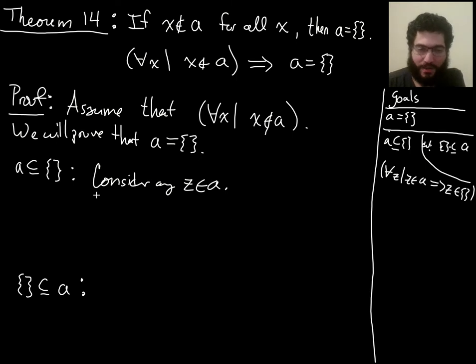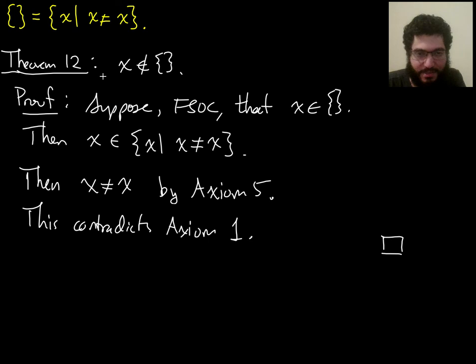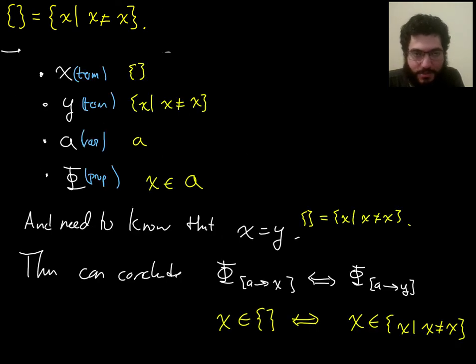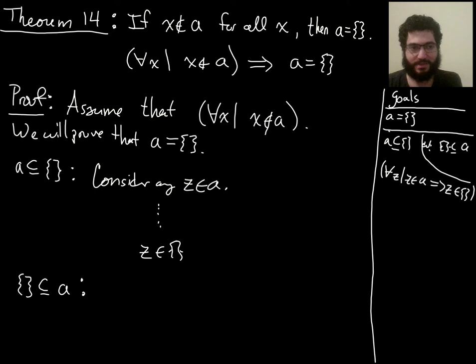Okay, well, how can I conclude anything like Z is in the empty set? That should feel wrong, right? I mean, we just proved that nothing is in the empty set, right? That was Theorem 12. So how am I going to make an argument from Z in A to reach Z is in the empty set? This is super weird. I hope it feels a little weird.